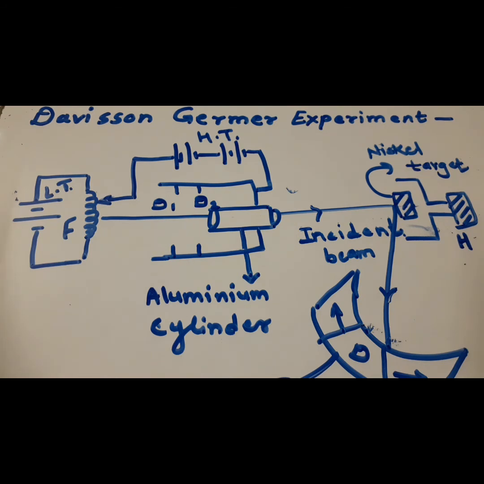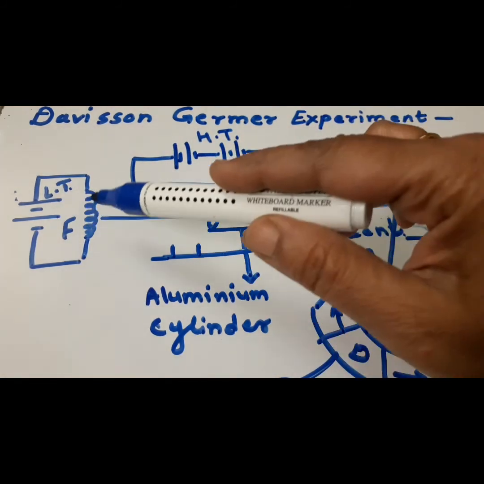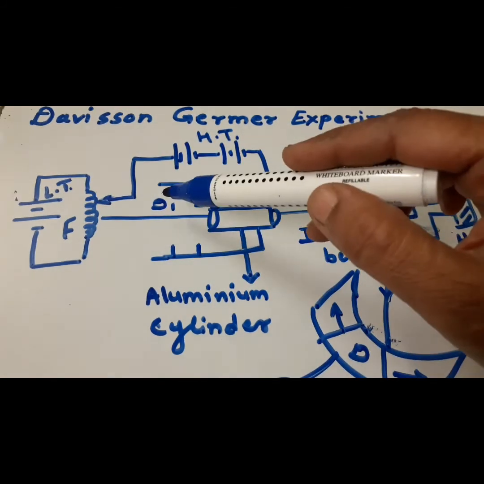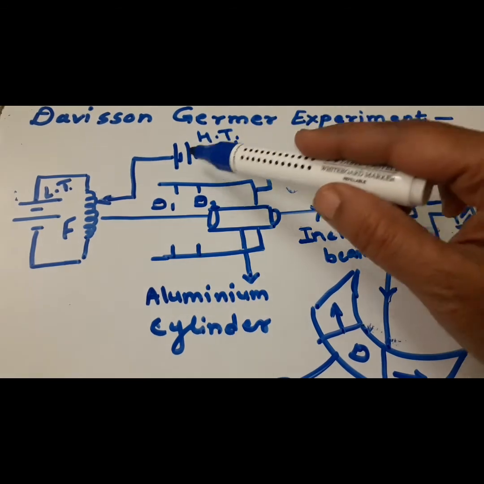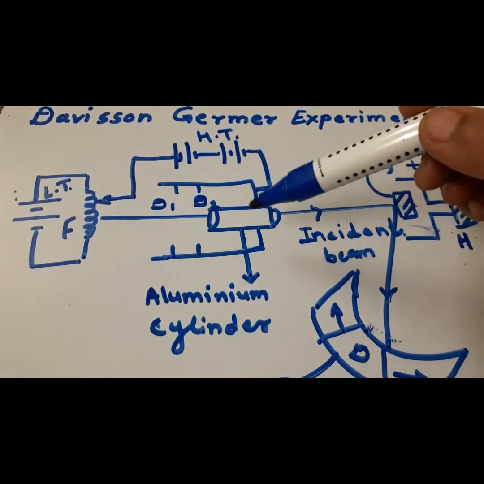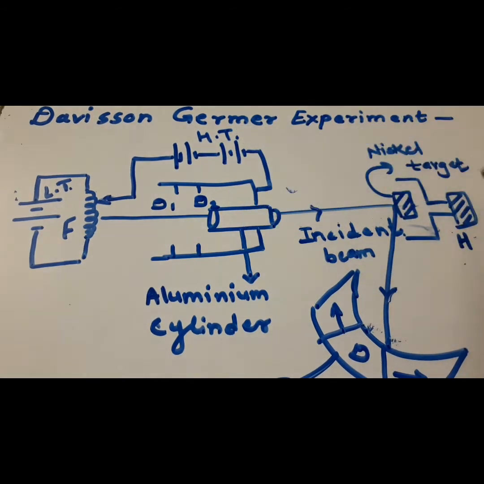This figure shows the Davisson-Germer experimental arrangement. In this figure, this is the low tension battery. This is the filament. D1 and D2 are diaphragms. This is the high tension battery. This is the aluminum cylinder. And this is the nickel target. H is the handle. Now, I will explain the experimental arrangement.